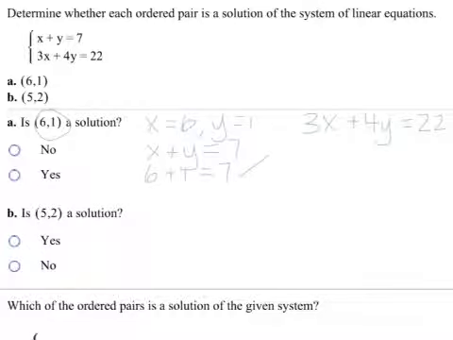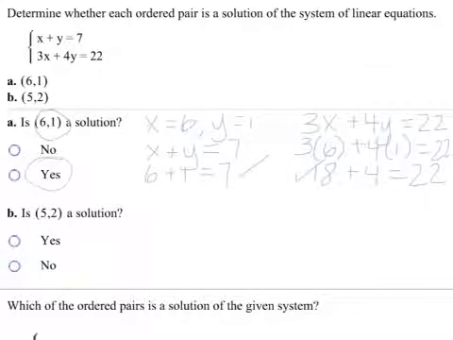So our second equation is 3x plus 4y equals 22, and we're going to substitute 6, 1 into that equation. So substituting 6 in place of x and 1 in place of y, I've got 3 times 6 plus 4 times 1, and we're going to see if that equals 22. 3 times 6 is 18, 4 times 1 is 4, and 18 plus 4 is 22. So since this works in both equations, then 6, 1 is the point where both of these lines cross.